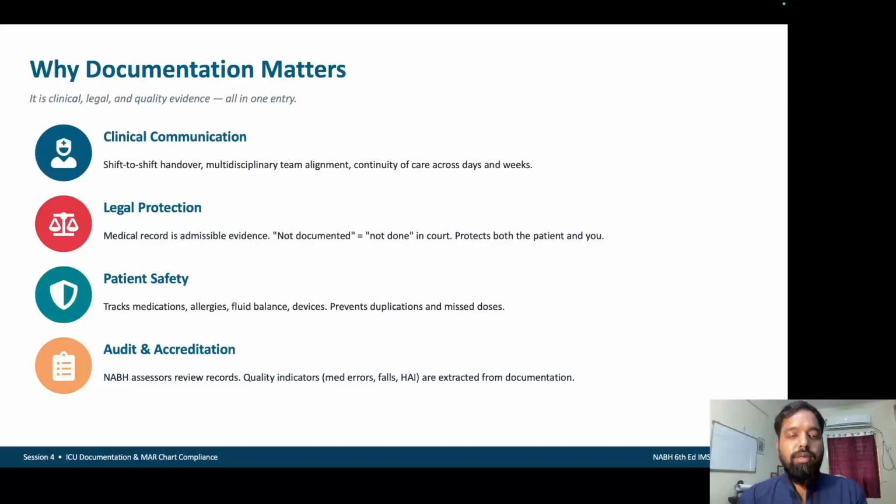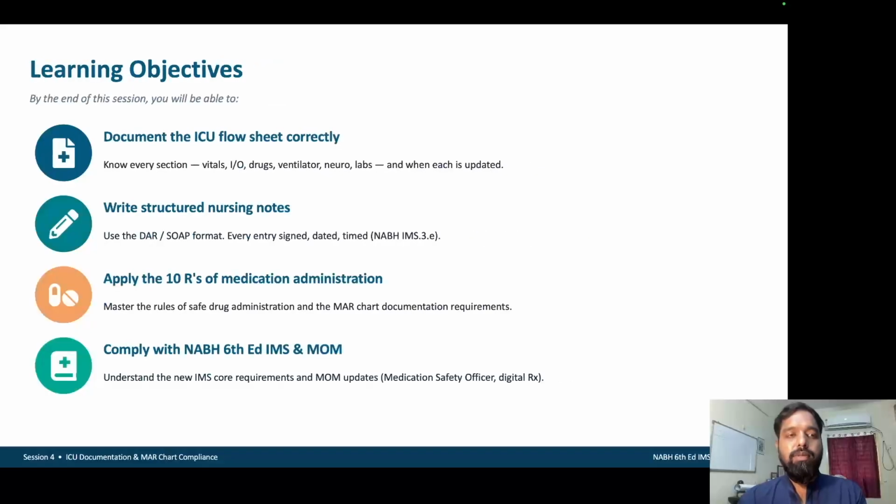Regarding the audit and accreditation, the NABH assessors review records regularly without fail. The quality indicators like medication errors, fall risks, and hospital-acquired infections are extracted from the documentation and reviewed thoroughly during assessment. The learning objectives of this video.